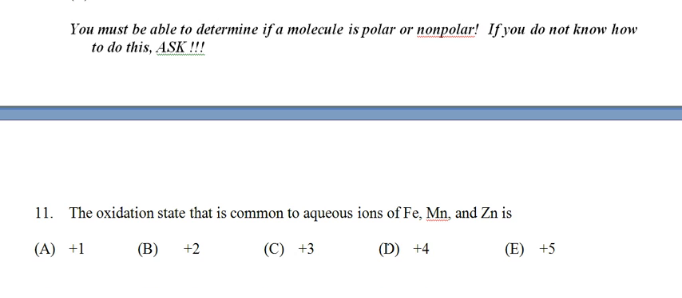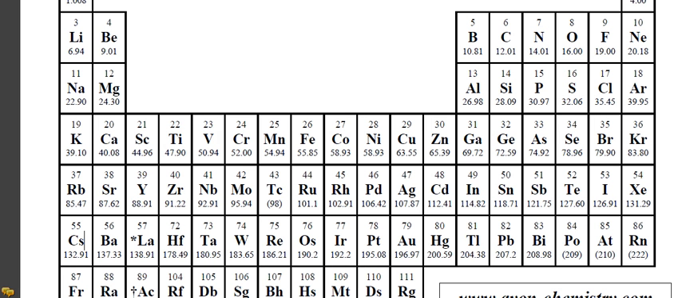All right, number 11. The oxidation state that is most common in aqueous ions of iron, manganese, and zinc. Now, I'll be honest with you. When we look at these metals here, iron has more than one charge. Manganese, wow, manganese has quite a few. It's close to 4, 5, or 6 charges. However, zinc only has one charge, and you must know the charge for zinc. You actually must know the charge for silver and zinc.